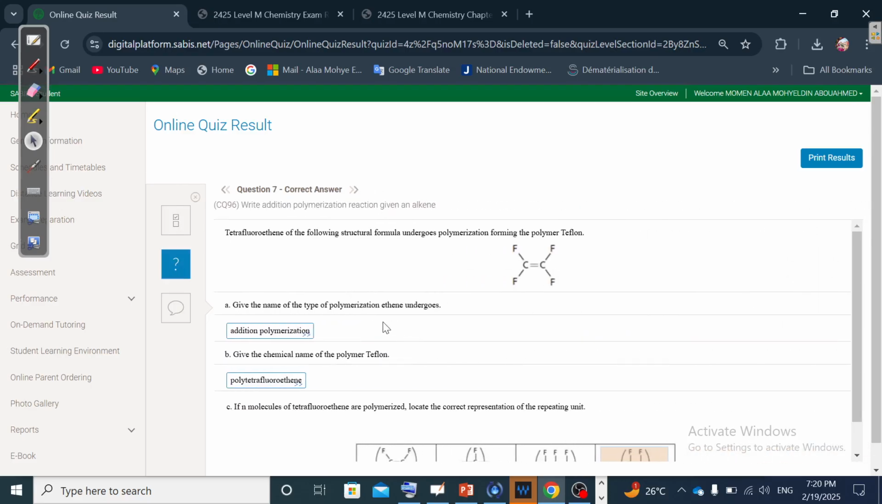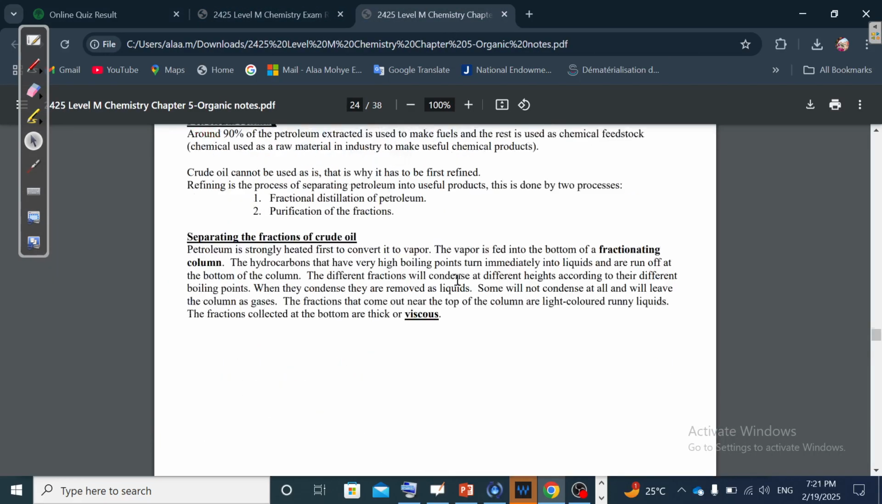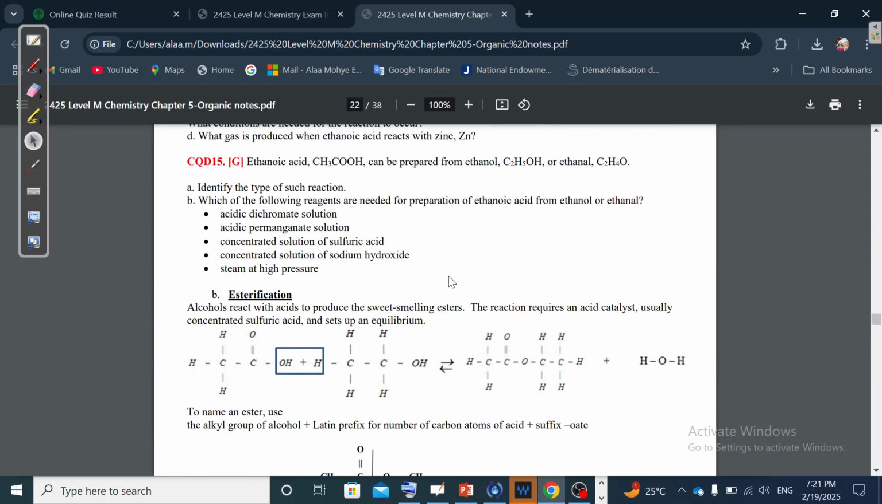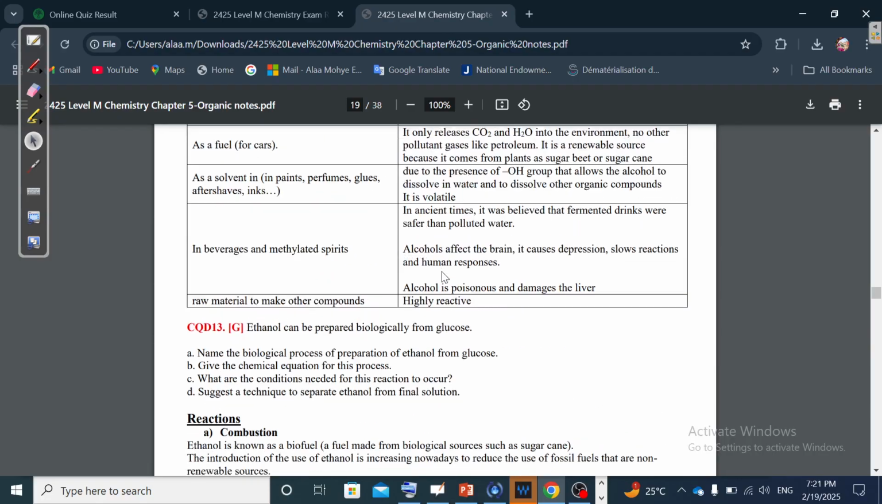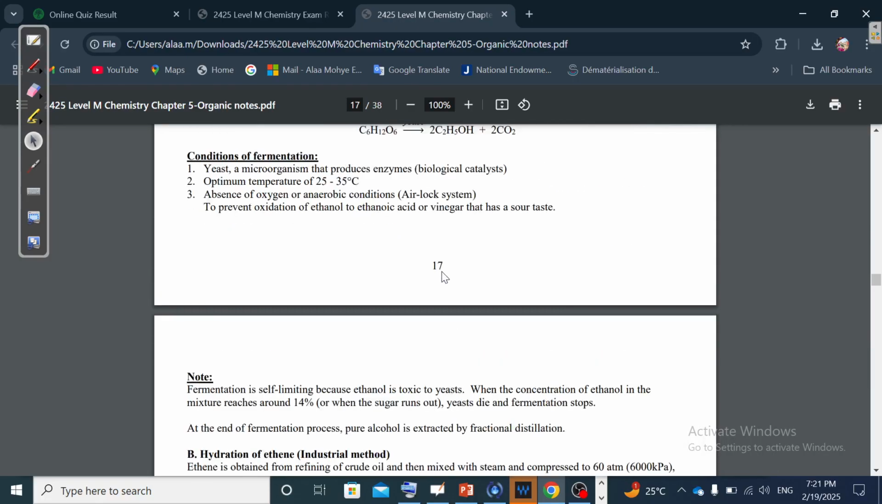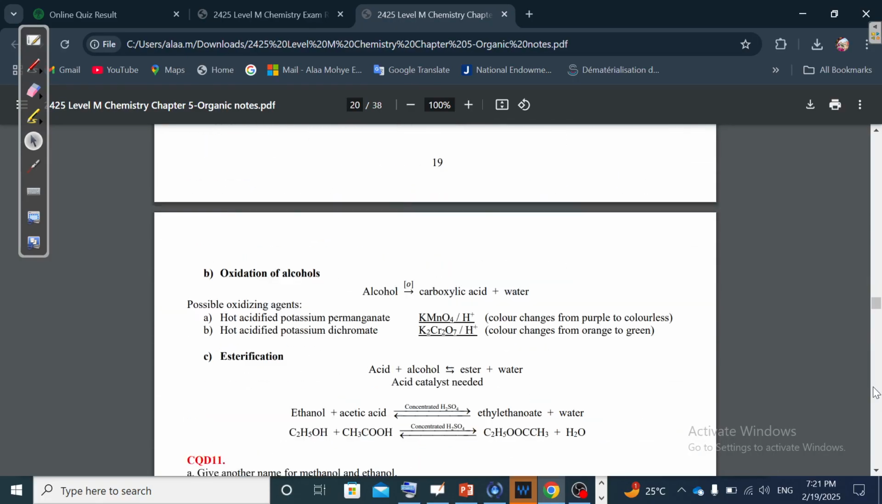Yes. So as you can see here, tetrafluoroethene of the following structural formula undergoes polymerization, forming the polymer Teflon. As you can see here, I have a double bond. It's similar to the one I showed you earlier. Am I going the right direction? I don't think so. Okay, wait.